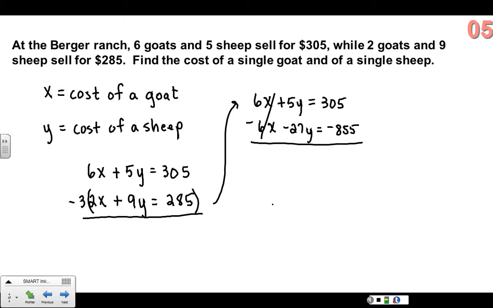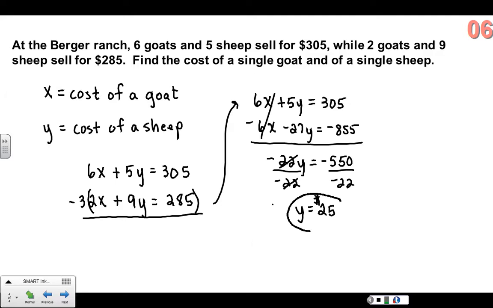So the x's drop out. I'm left with -22y equal to, if I do the subtraction here, 305 minus 855, -550. Divided by -22. So y is equal to 550 divided by -22, which is 25. So that means that a sheep is $25. A single sheep is 25.